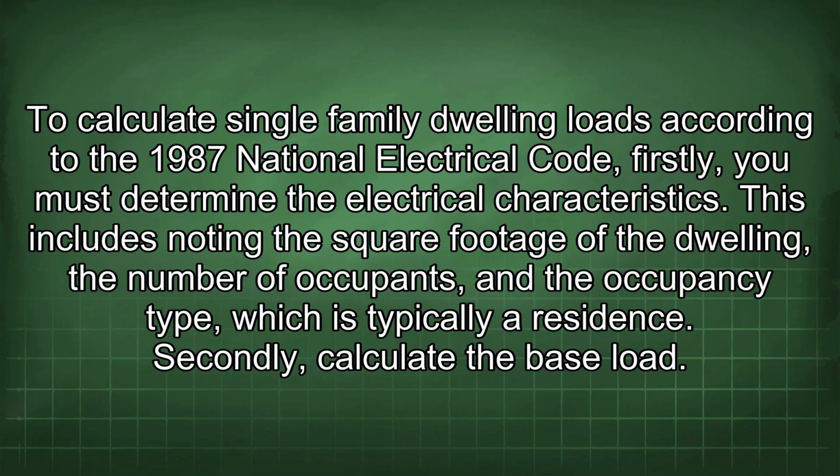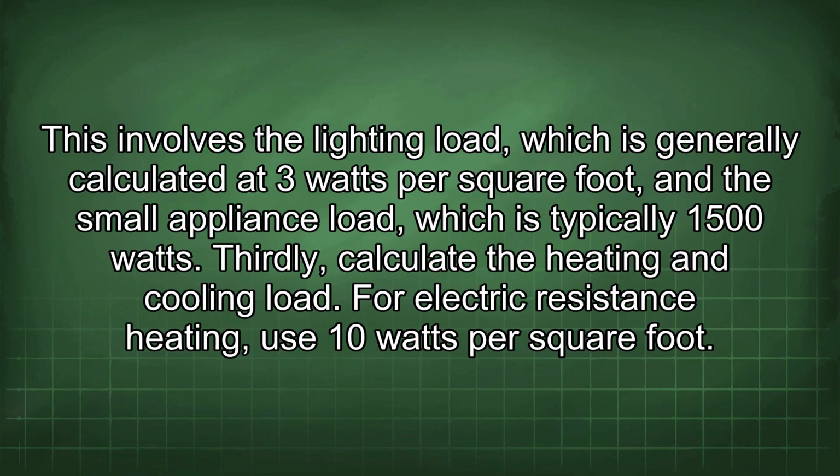To calculate single-family dwelling loads according to the 1987 National Electrical Code, firstly, you must determine the electrical characteristics. This includes noting the square footage of the dwelling, the number of occupants, and the occupancy type, which is typically a residence. Secondly, calculate the base load. This involves the lighting load, which is generally calculated at 3 watts per square foot, and the small appliance load, which is typically 1500 watts.